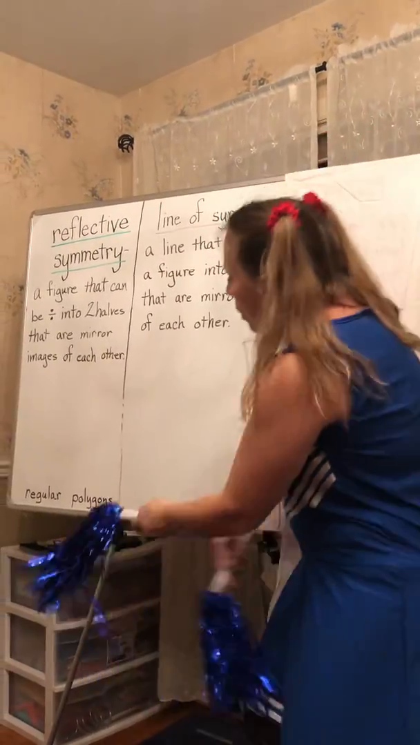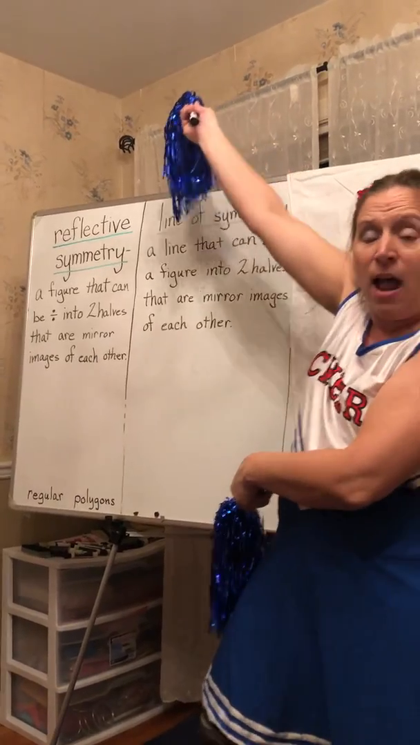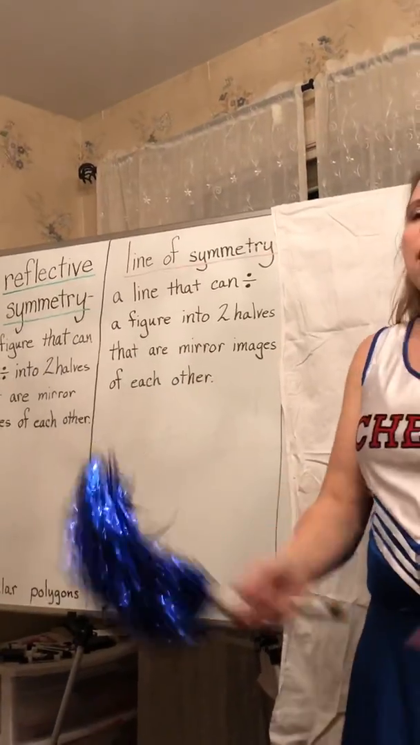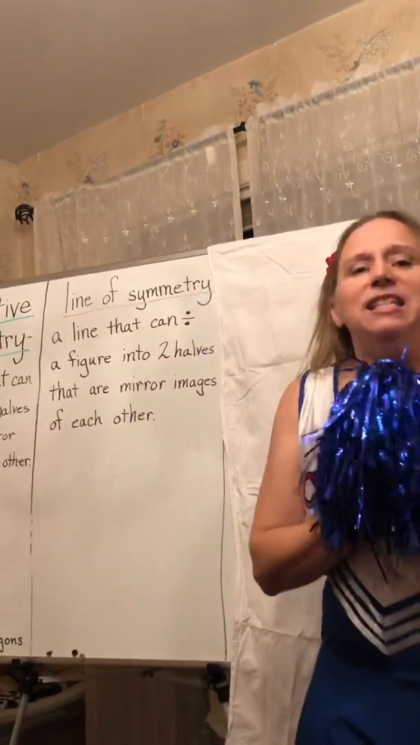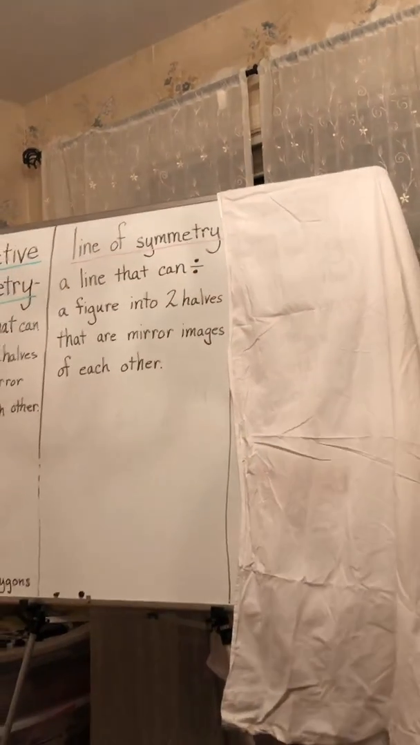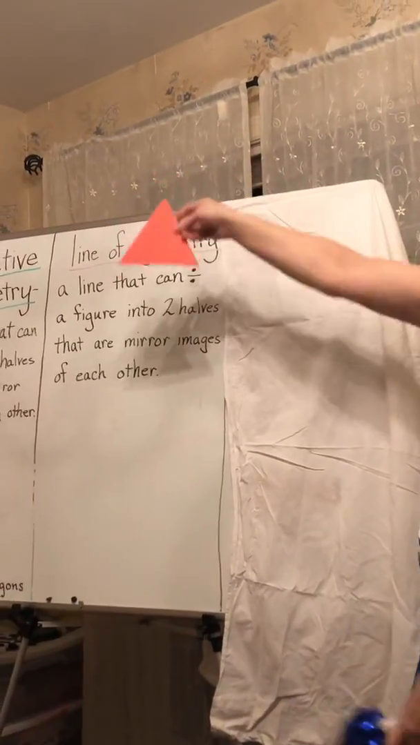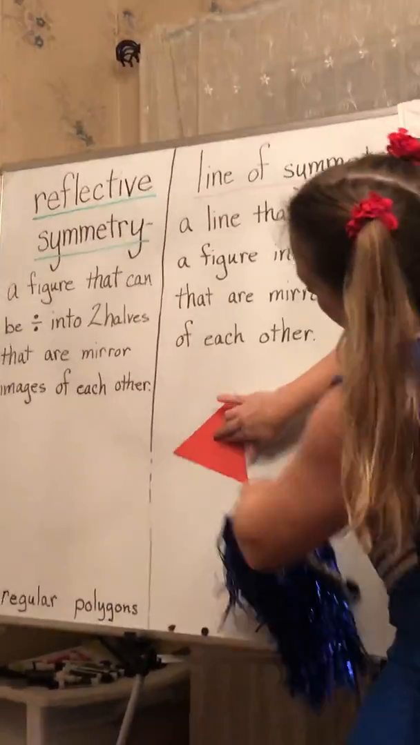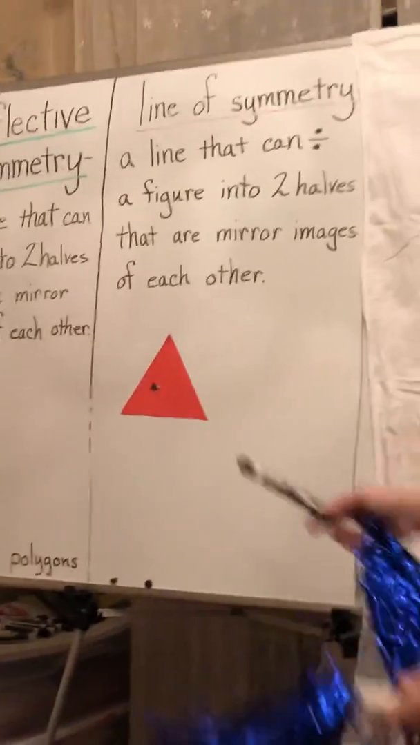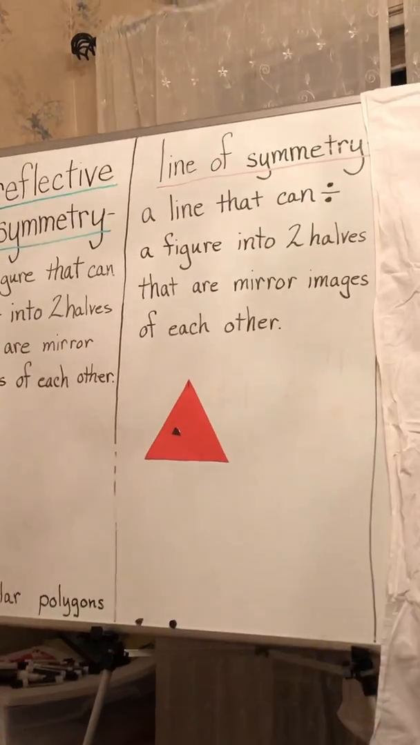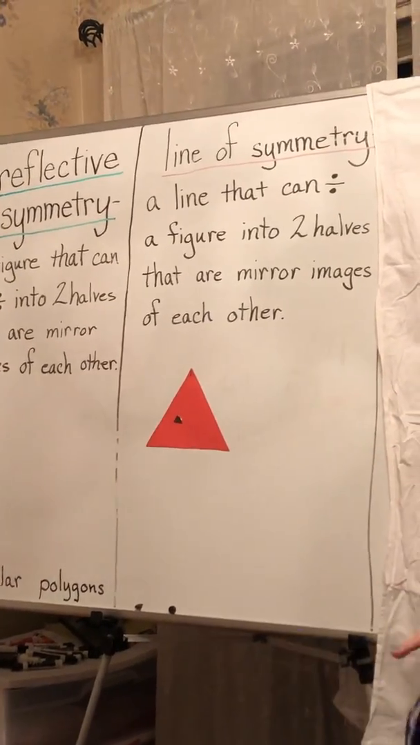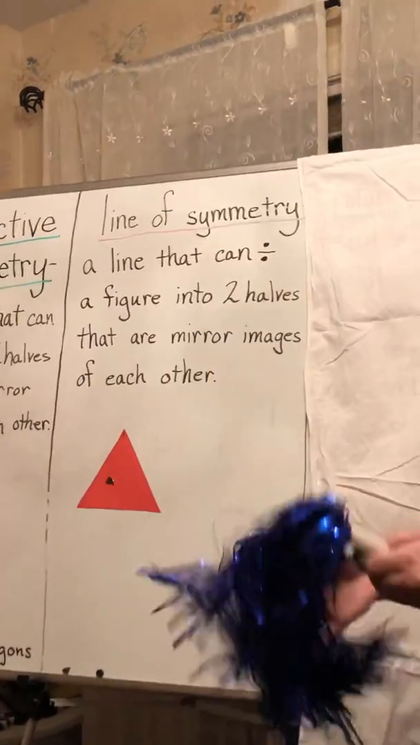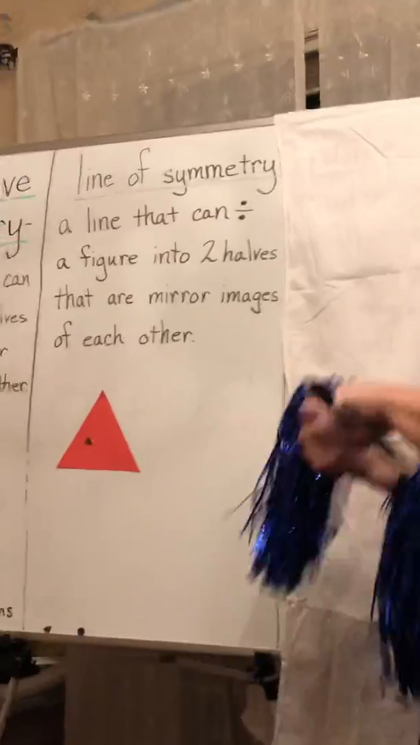How about with regular polygons? Let's find out. How about if we get a polygon with 1, 2, 3 sides? What would that be? Did you say a triangle? I hope you did. Because a triangle has 1, 2, 3 vertices, 1, 2, 3 sides. But how many lines of symmetry? Well, we can divide it and find out.